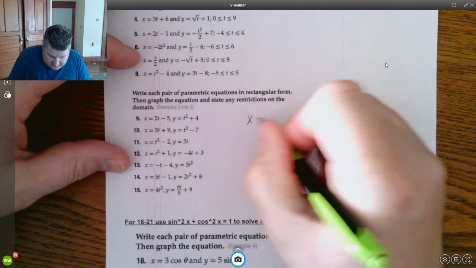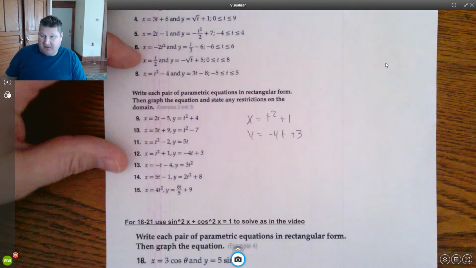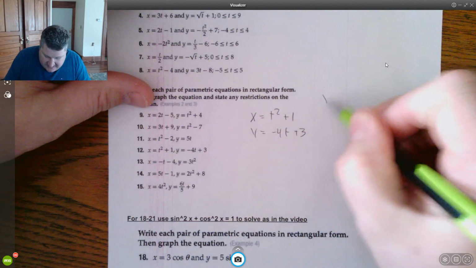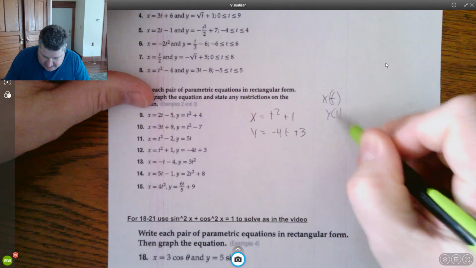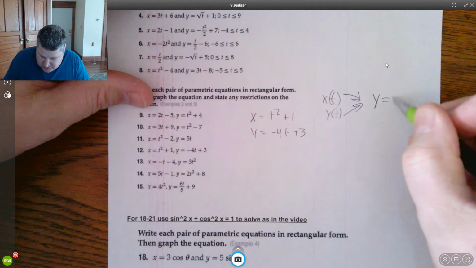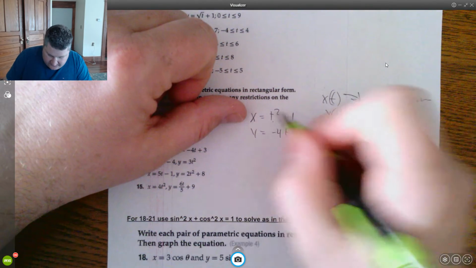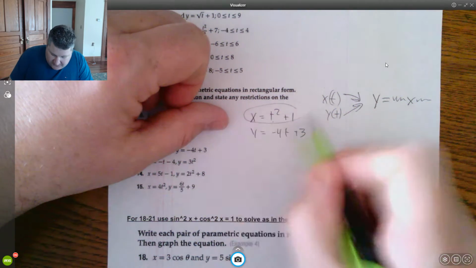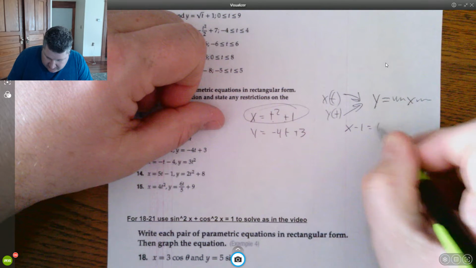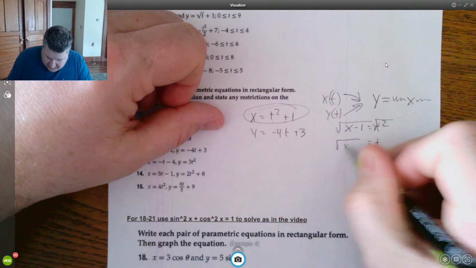Number 12 says x equals t squared plus 1, y equals -4t plus 3. Well, here's the deal. All I need to do is combine. So instead of having x of t and y of t, we put them together such that you have y equals some function of x, okay? So let's get t by itself. Easiest way to get t by itself here is to subtract 1. So we take x minus 1 equals t squared, square root both sides. So t equals the square root of x minus 1.